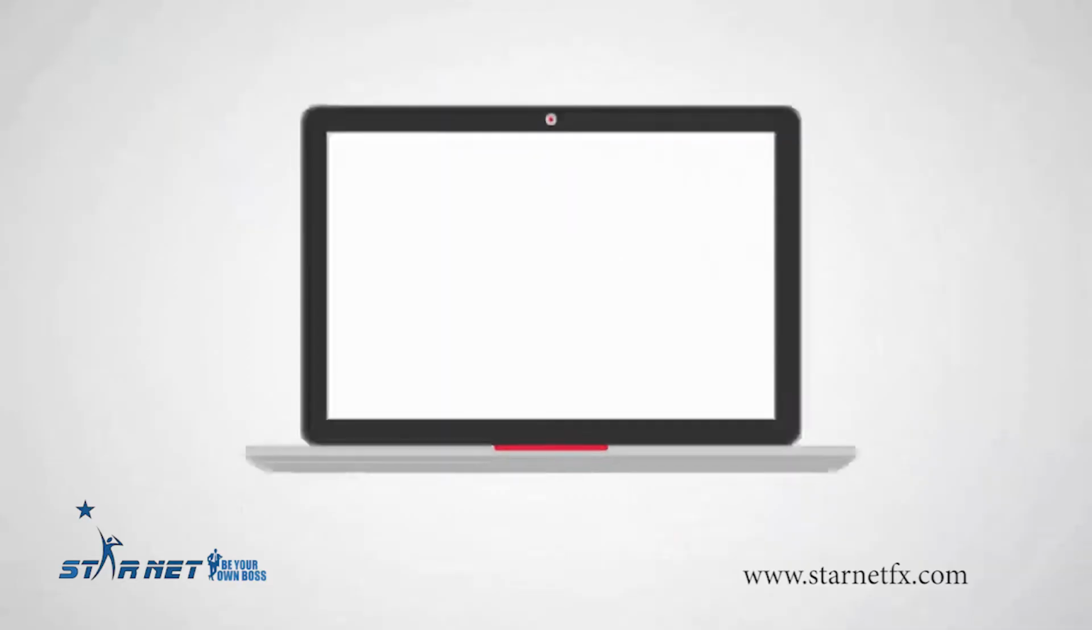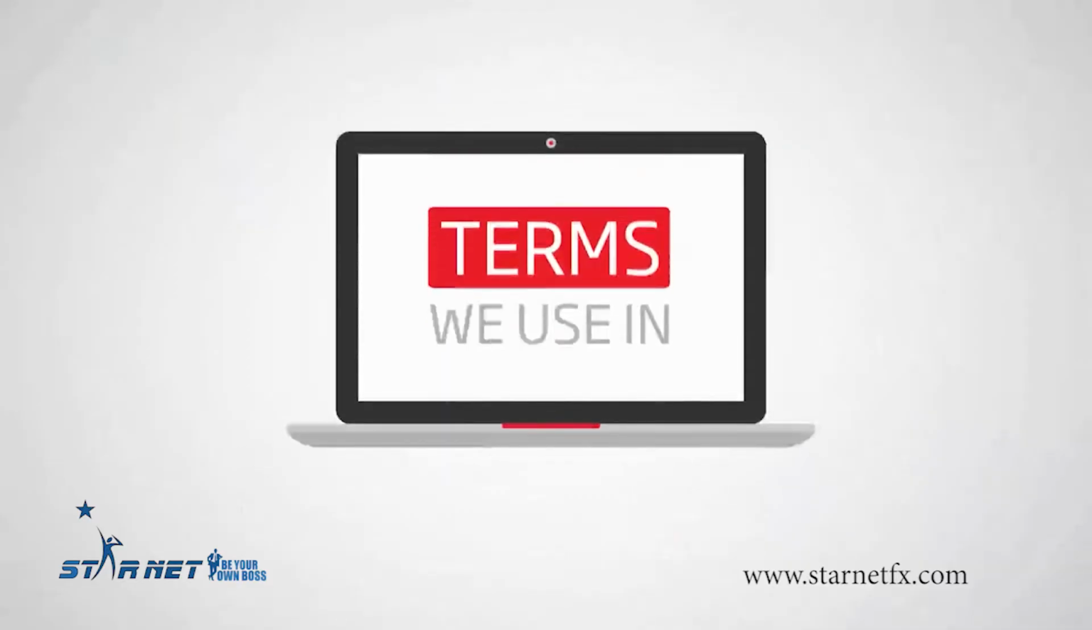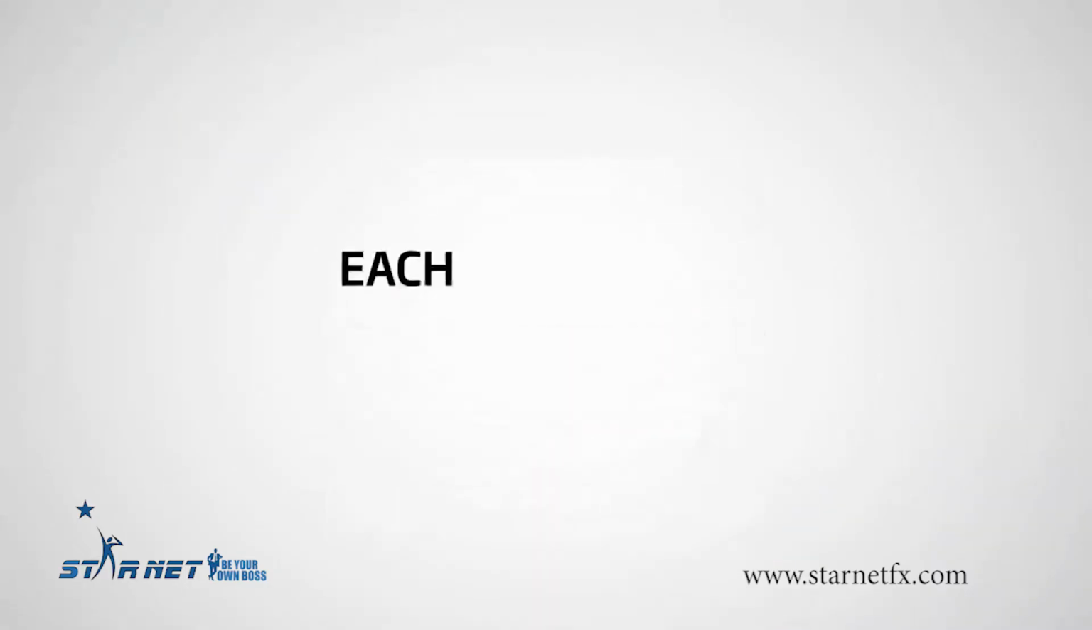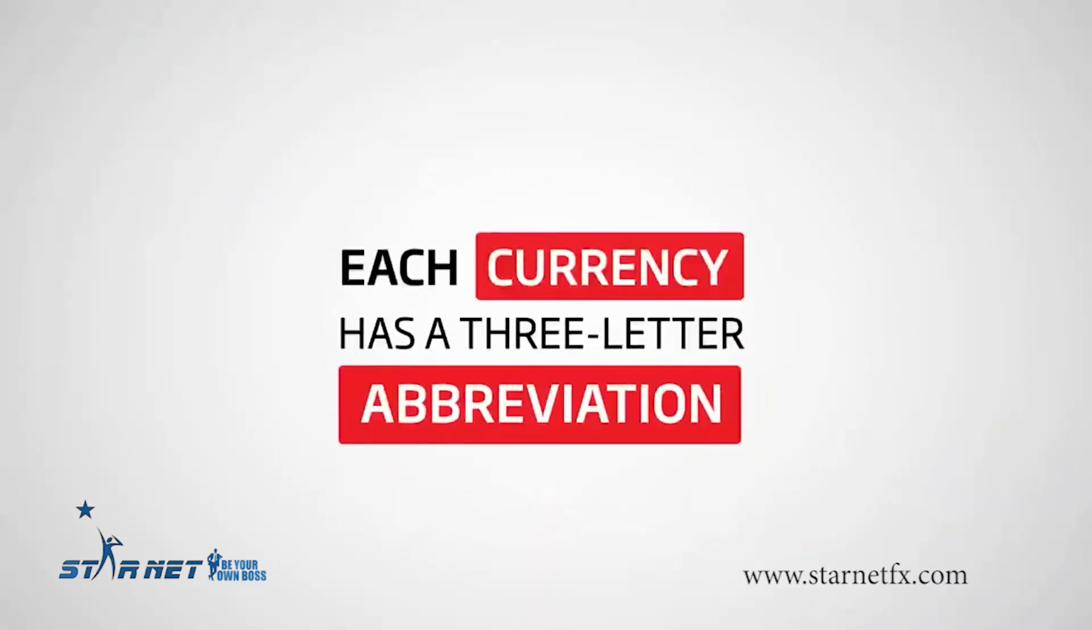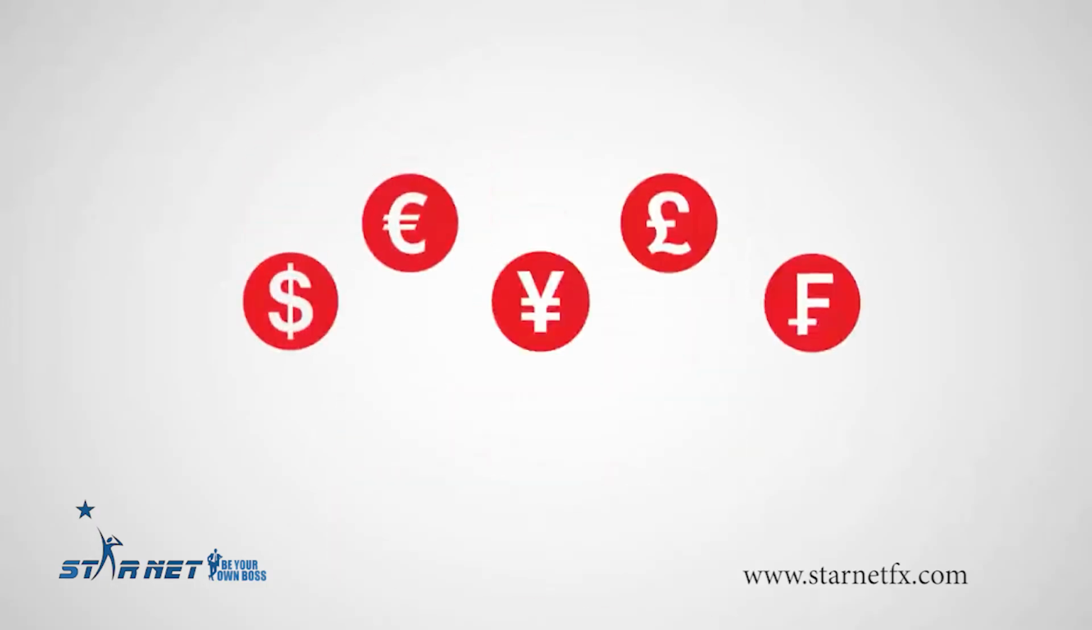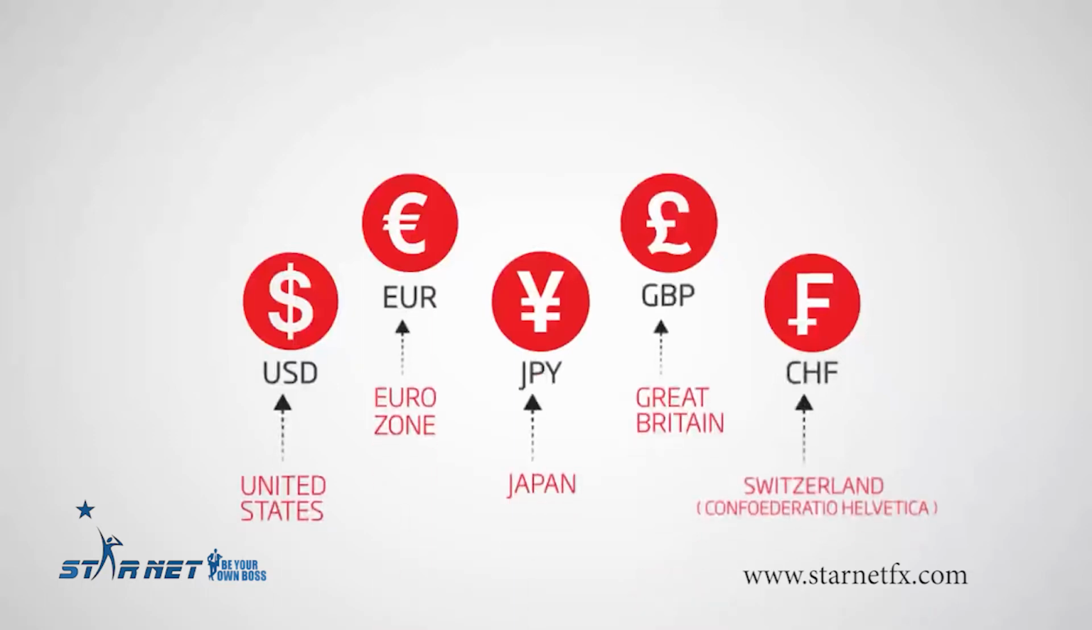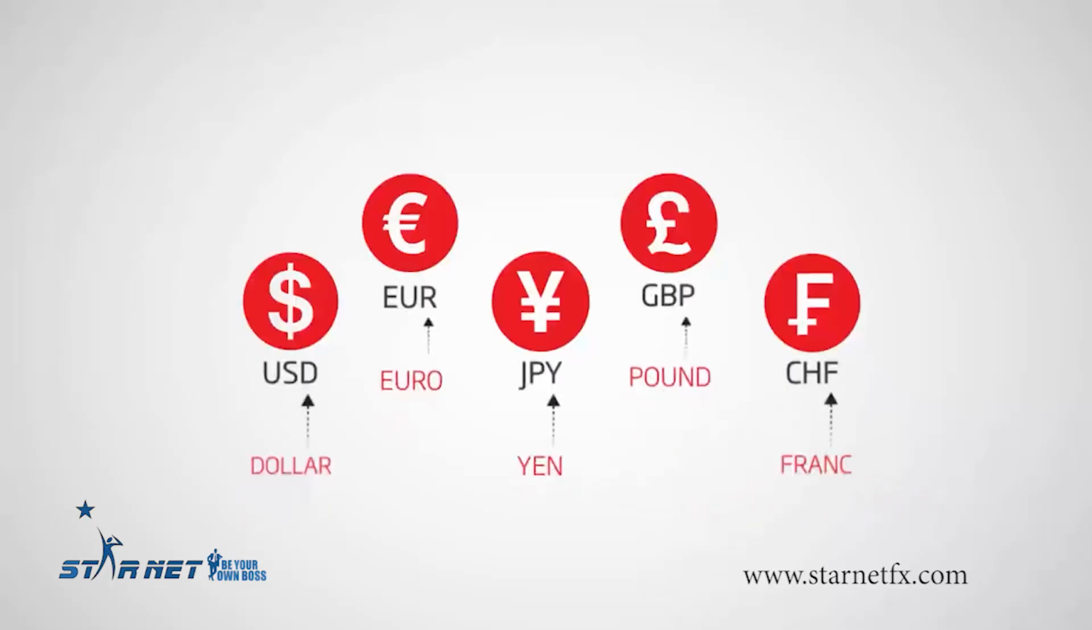In this video, we're going to introduce you to some of the terms that we use in talking about FX. Each currency has a three-letter abbreviation. The abbreviations of the most commonly traded currencies are US dollar, USD, Euro, EUR, Japanese yen, JPY, Great British Pound, GBP, Swiss franc, CHF. As you may notice, the first two letters are usually the official two-letter abbreviation for the country, while the third letter usually refers to the name of the currency. The euro, of course, is an exception, since it doesn't have a country.